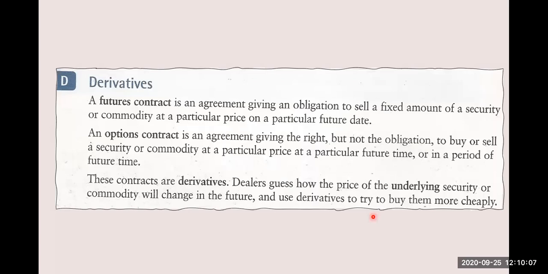Belkis, the second paragraph, please. An option contract is an agreement giving the right, but not the obligation, to buy or sell a security or commodity at a particular price at a particular future time, or in a period of future time. Thank you very much. So we have these derivatives.